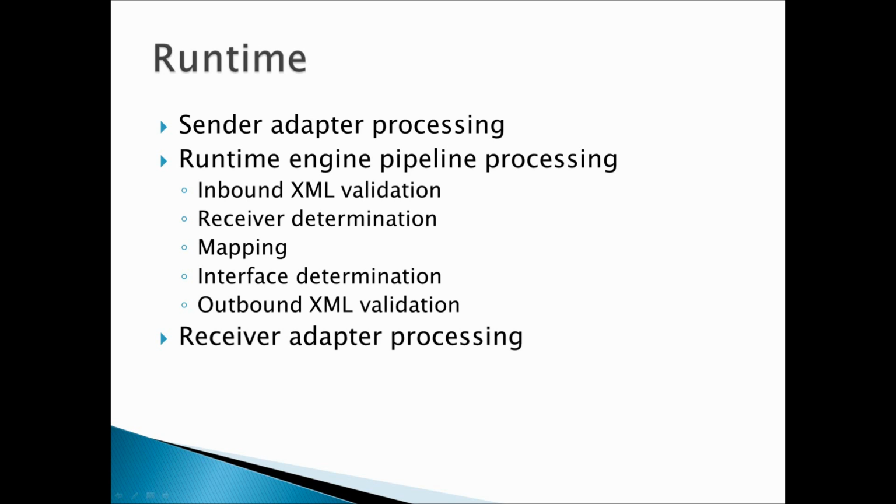Runtime engine pipeline processing. Processing of the message in the pipeline contains the following steps. Inbound XML validation. Based on the configuration settings, the inbound message is checked with regard to the validity of its XML schema. Receiver determination. Based on the configuration settings, routing configurations that are found in the runtime cache for the message, the receivers of the message and the routing conditions are evaluated. The receiver is written into the message header. In case multiple receivers are configured, for each receiver a separate message is created. Mapping. Based on the configuration setting that is found in the runtime cache for the message, the assigned mapping program is performed and the content of the message transformed accordingly.